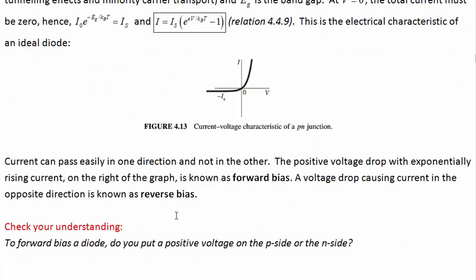Okay, check your understanding. To forward bias a diode, do you put a positive voltage on the P side or the N side? Take a moment to think about it. So forward bias is what we're going to need to do to put things over into this region, so the positive voltage on this picture. But which side does the positive voltage go on?